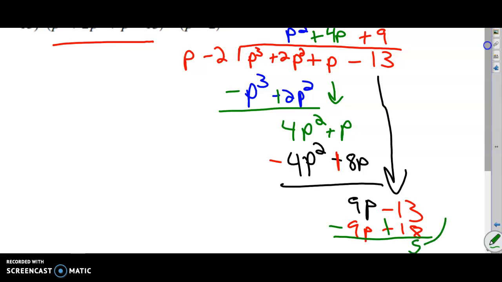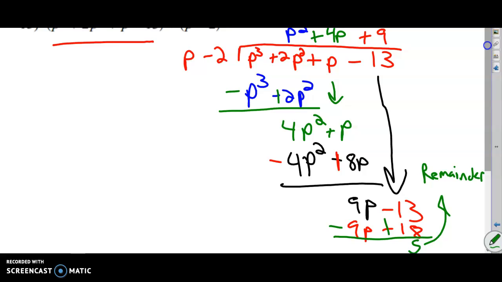The 5 is our remainder. We are going to take that remainder and divide it by the divisor. Now, as you notice up here, we have run out of room at the top. We have divided everything, but we still have 5 left over.